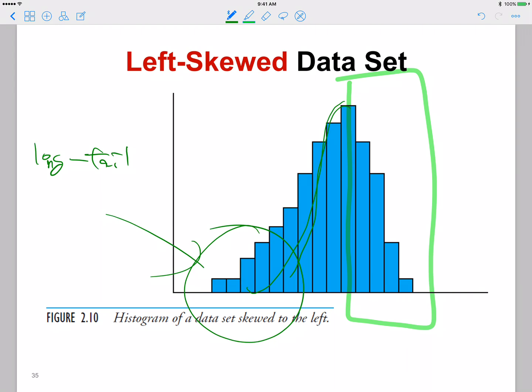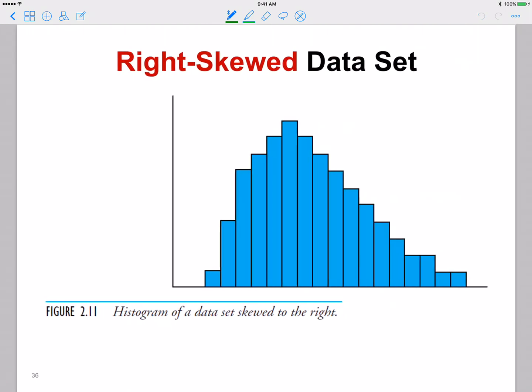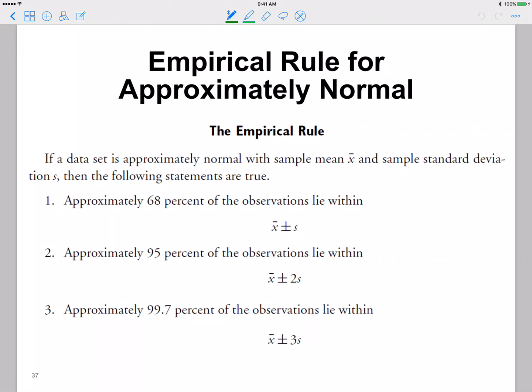But anyway, you got the idea about left skewness. And the opposite case is called right skewness.